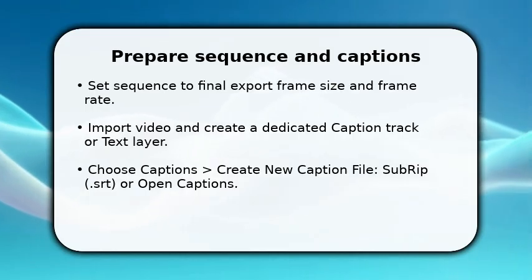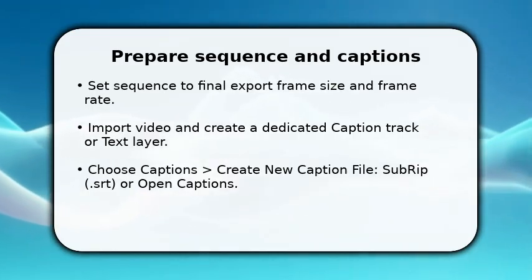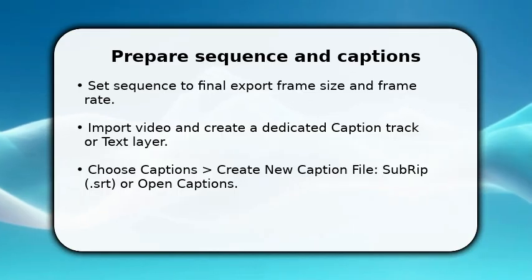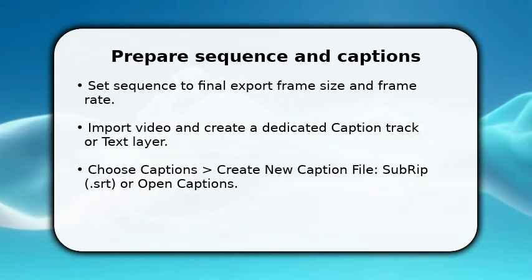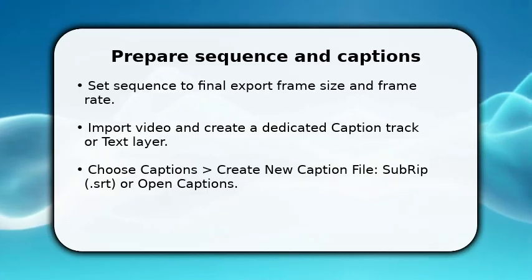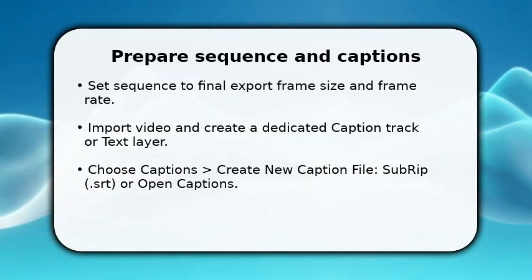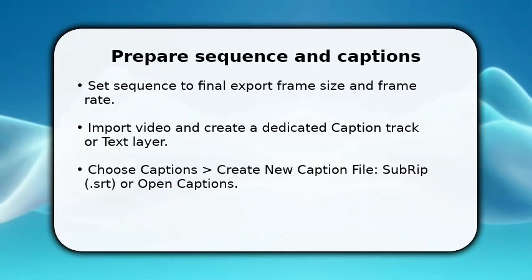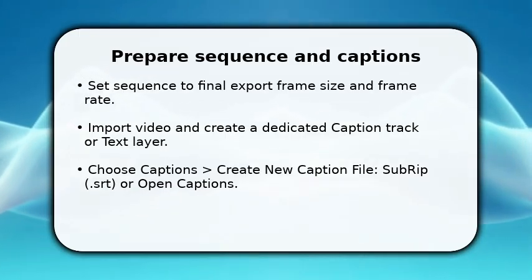Once done, choose Captions, create new caption file, and pick SRT or Open Captions depending on whether you need burned-in styling. Make sure the time base matches your sequence frame rate. Mismatched frame rates cause drift. As you add the caption asset to the timeline, lock the tracks.